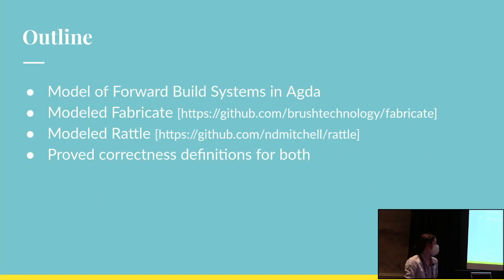Okay, so in the rest of this talk, I'm going to briefly talk about our model of forward build systems in Agda, and then talk about two forward build systems that we modeled, Fabricate and Rattle, and then tell you the correctness definitions that we proved for them.